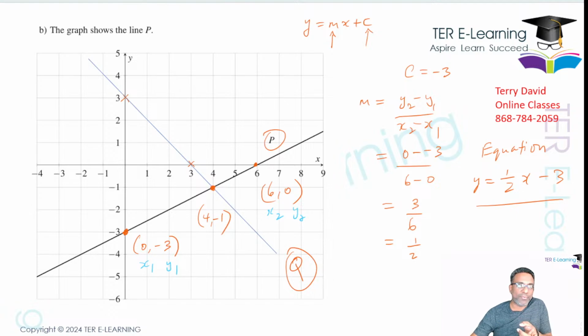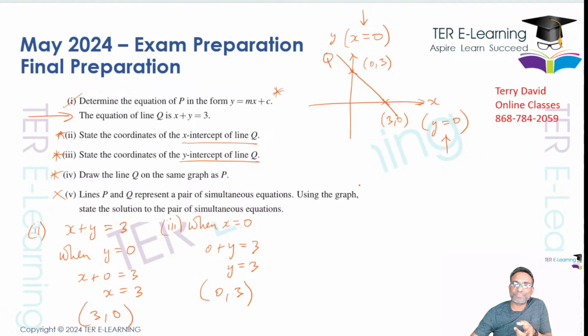So therefore, the answer, all you need to tell them here is that x is equal to 4, y is equal to minus 1. That's it. That's all we need to do. So that takes care of question 4.